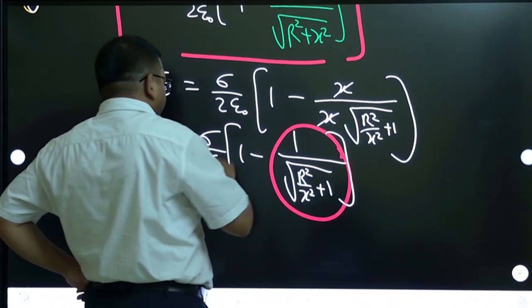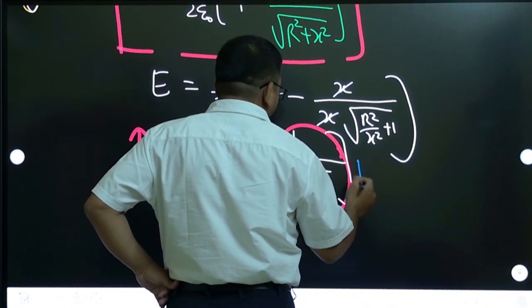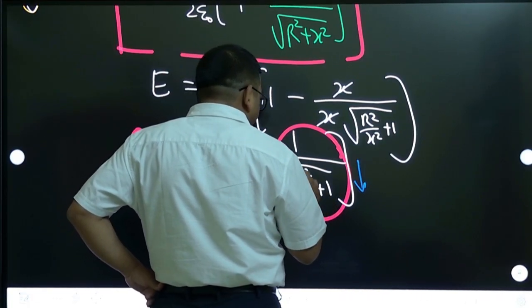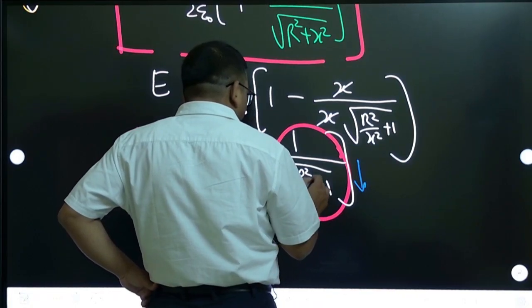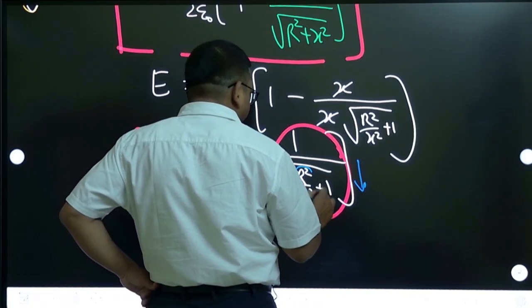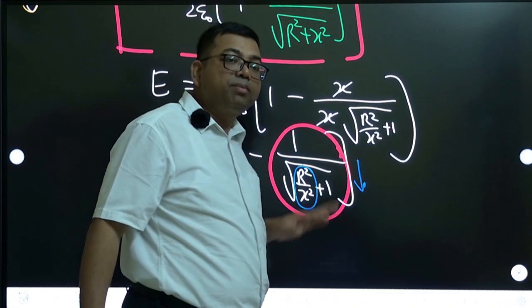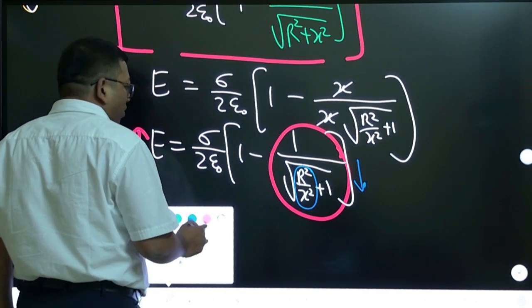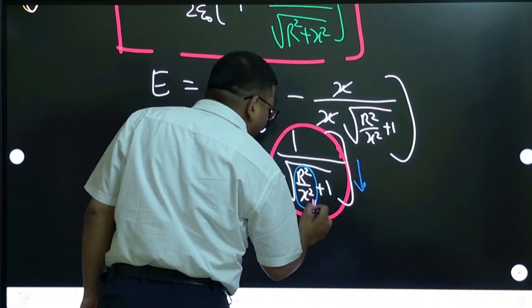Correct, because you have to subtract it. So you have to subtract minimum. To subtract minimum, this denominator has to be maximum. For this denominator to be maximum, this term has to be maximum. R square by x square has to be maximum. This term can be maximum when x is very, very small. Are you getting this?